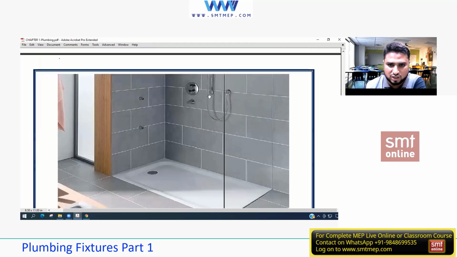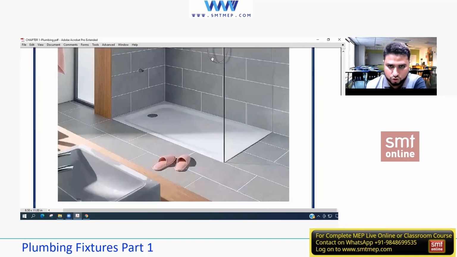Next is this hand shower. With this one, you have some flexibility. You can see there's one hose pipe connected to this shower. Yes or no? So that means it has some clearance on the left, right, above and back side. But I'm not showing you this shower.